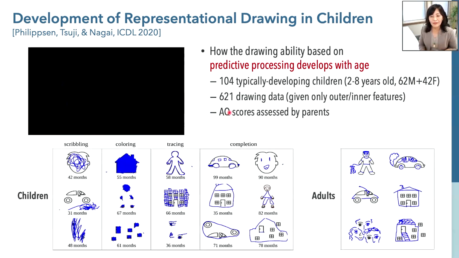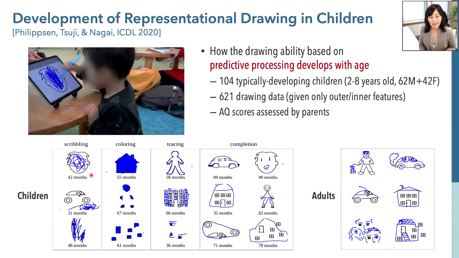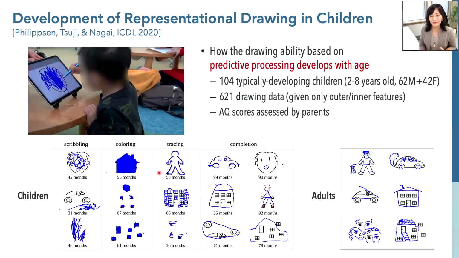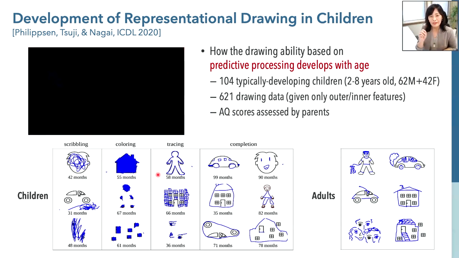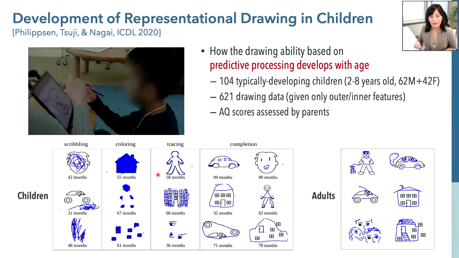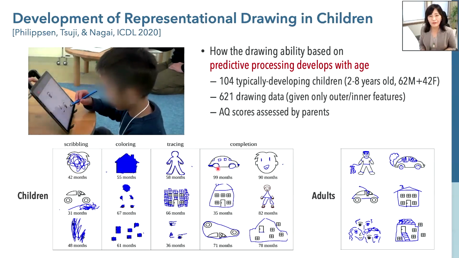We have collected 621 drawing patterns, and you can see some examples here. For example, some children showed scribbling behaviors or sometimes coloring behaviors. We could also observe another type, tracing, where some children just traced the existing trajectories. And then, of course, we could observe the completion abilities.